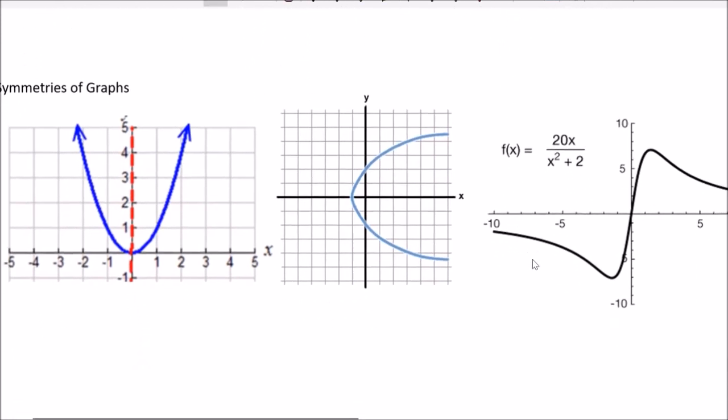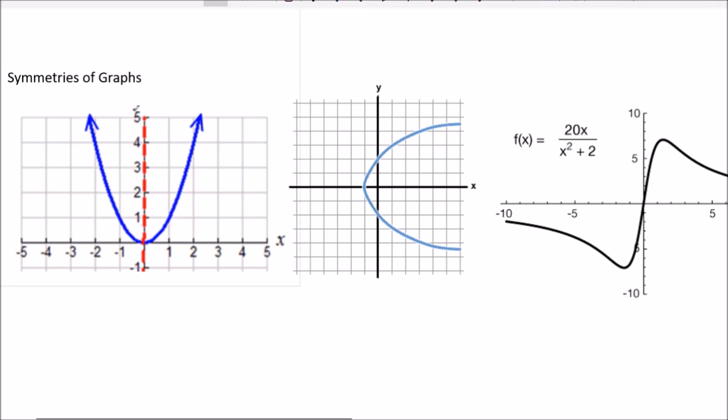We also need to talk about the symmetries that graphs can have. Okay, and so we have three different kinds of symmetries shown here. There are others, but there's three that we're going to focus on. The first one is called y-axis symmetry. Okay, and here's what I'd like you to see.